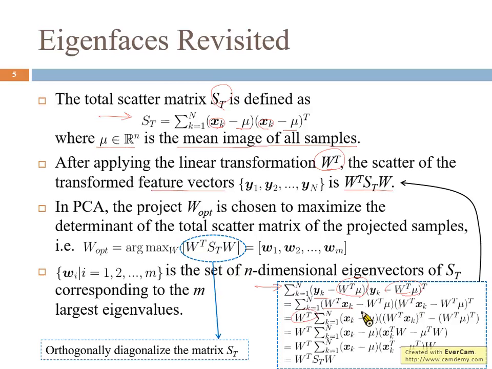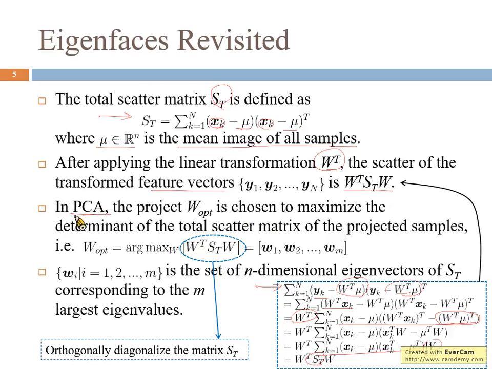then take the W transpose out, and then we can see this value. And now we can do this simple algebraic process. So mu transpose W, and then we also take the W out, and then we can get this, and this is the matrix ST. Therefore, we know that the scatter matrix in the projection space is W transpose ST W.